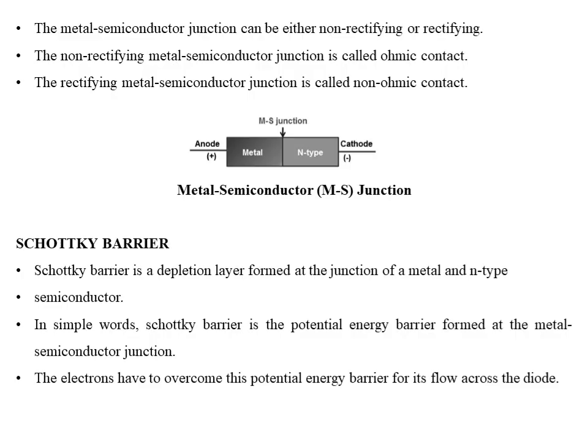Schottky barrier. Schottky barrier is a depletion layer formed at the junction of a metal and N-type semiconductor. In simple words, Schottky barrier is the potential energy barrier formed at the metal semiconductor junction. The electrons have to overcome this potential energy barrier for their flow across the diode.